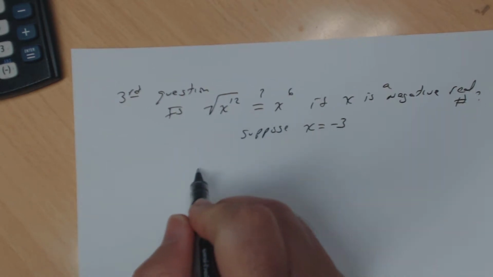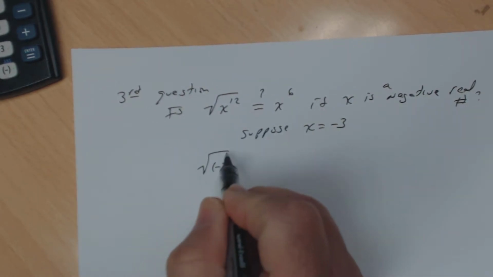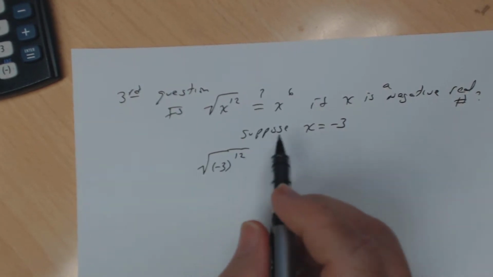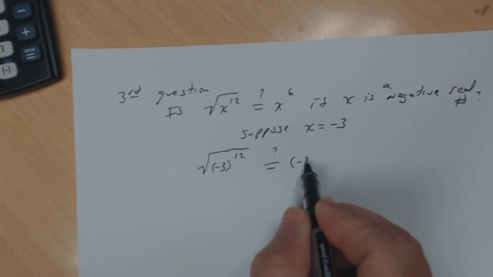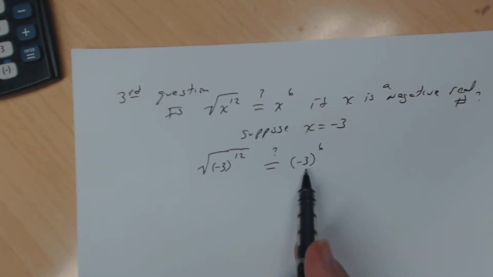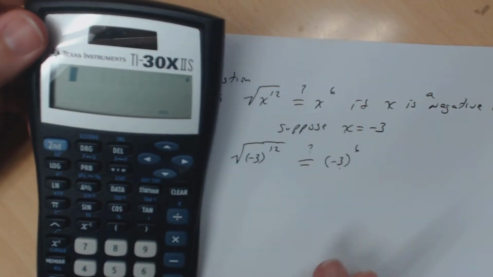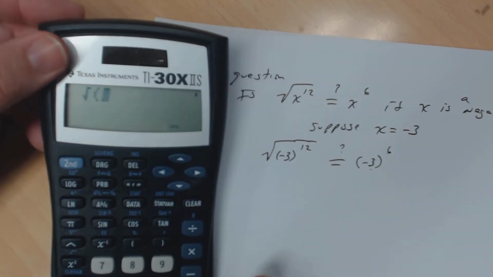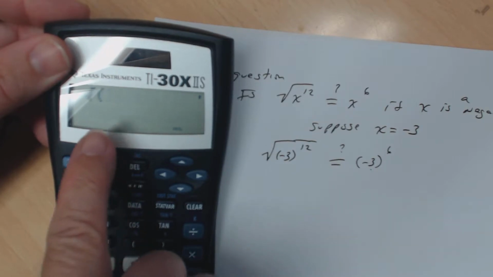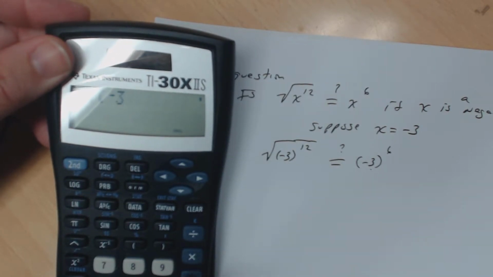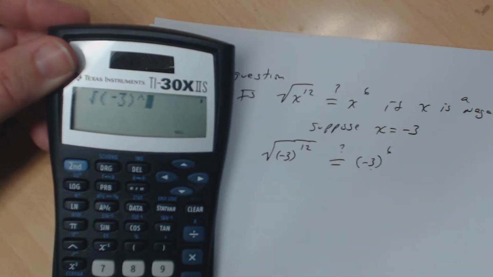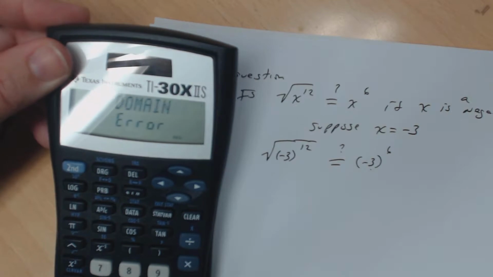So I have the square root of, put this in parentheses, negative 3 to the 12th. Since x is negative, go ahead and put in parentheses. And I want to see if that's going to equal negative 3 to the 6th, with negative 3 in parentheses. So in your calculator, here's how you're going to do this. You're going to say the square root. Remember to get the square root, second x squared. In parentheses, negative 3, close the parentheses, raise it to the 12th power, and then press equal. Well, you get an error.